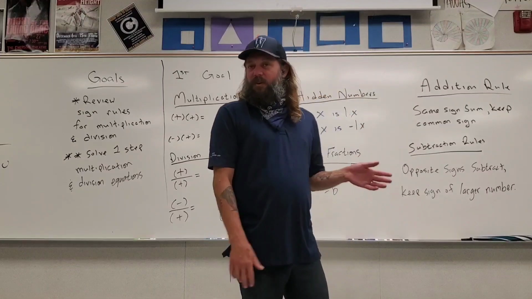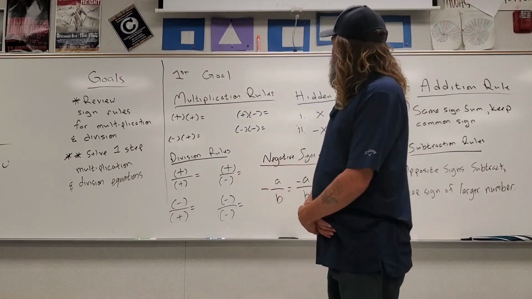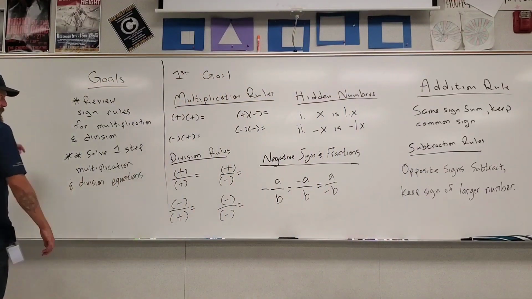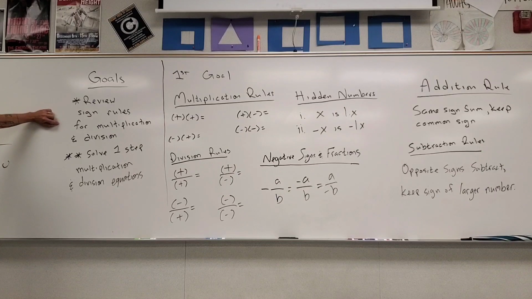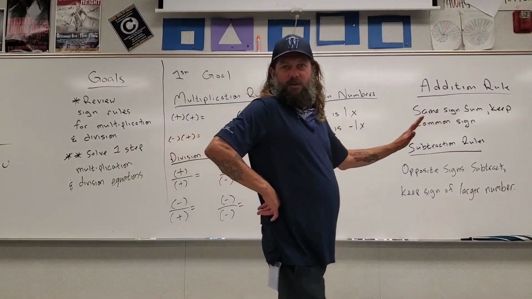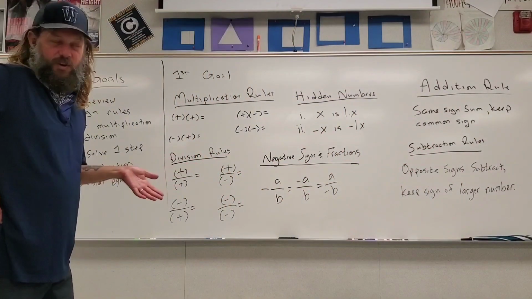So let me just go over the goals for today. The goals are going to be pretty simple. The first thing we're going to do is review sign rules for multiplication and division. And I also am going to add a couple other rules: hidden numbers, negative signs and fractions, addition rules and subtraction rules. I want you guys to write all of this down on a separate piece of paper. We're going to start creating a cheat sheet.